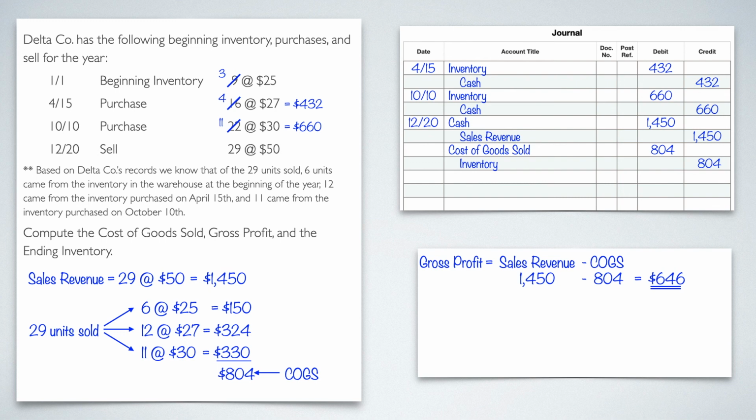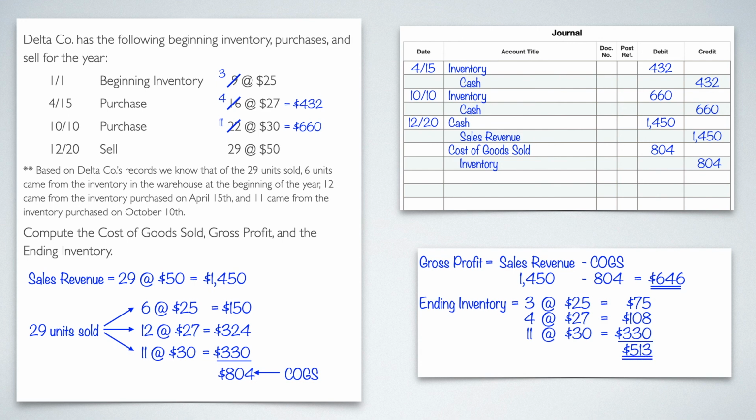The last thing I want to do is find out what my ending inventory is going to be. My ending inventory is what I still have left in the warehouse. And that's why I cleaned up that top piece. I still have an ending inventory of 3 at $25. That gives me $75. I have 4 at $27. Multiply that out, that's going to give me 108. And then 11 at $30. That's going to give me 330. If I add all that up, that's going to give me an ending inventory balance of 513.